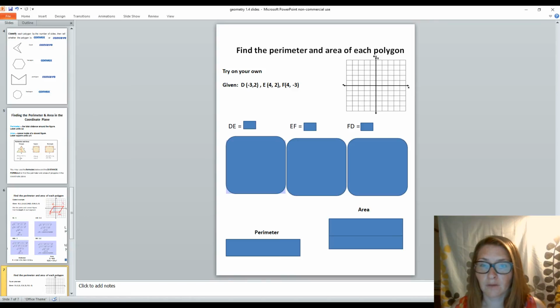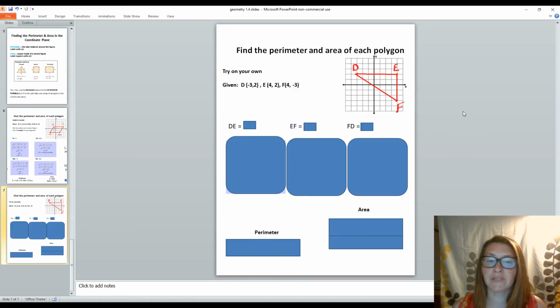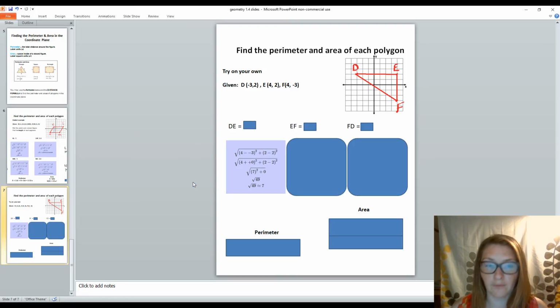All right, so let's look at what we have. When we plot our points, you should come up with a triangle. So now we have 3 sides of our triangle: DE, EF, and FD. For DE, we're using our first 2 points, and when we plug in, we have the length of 7. Right? Then we have EF.